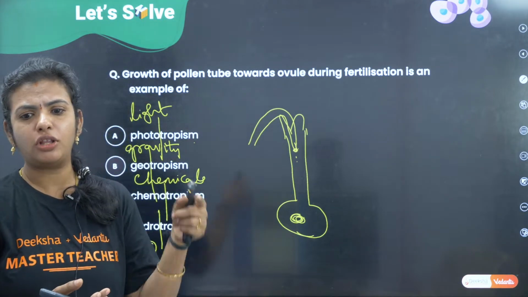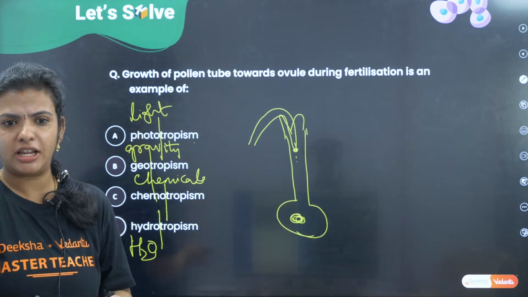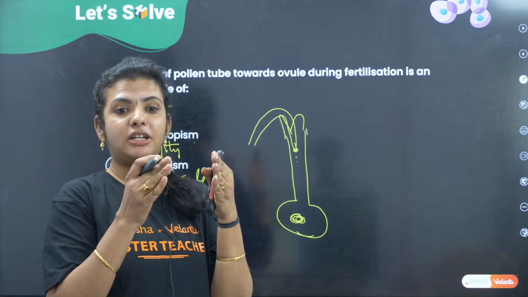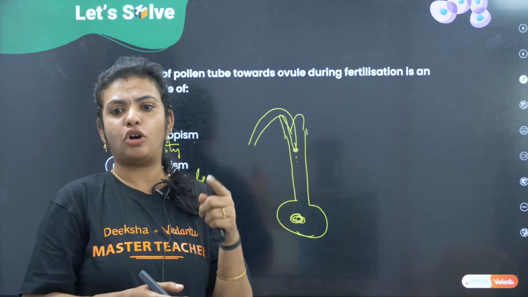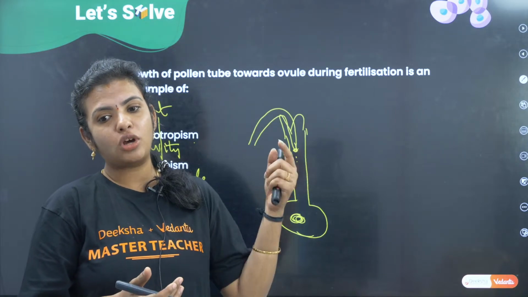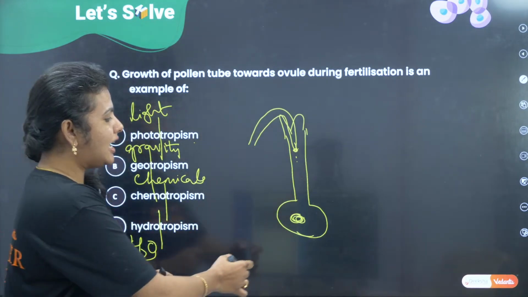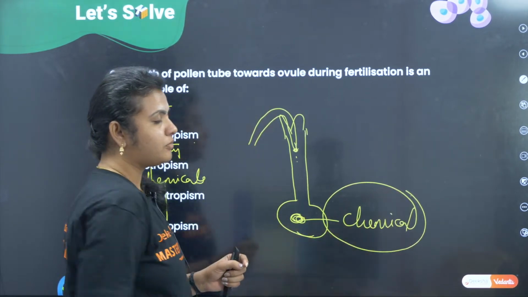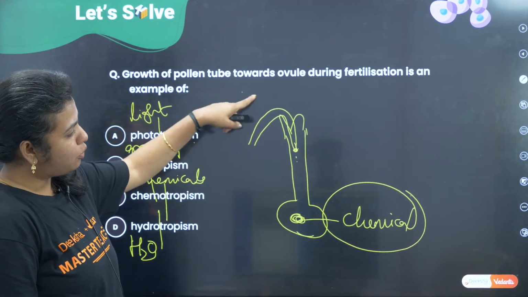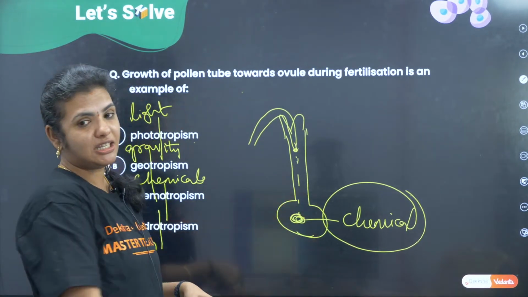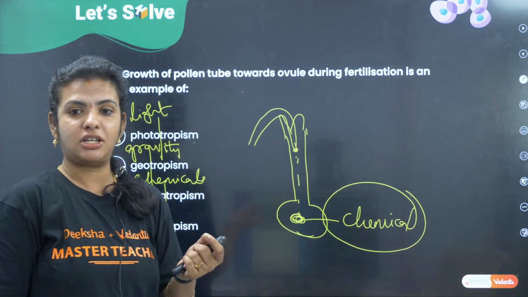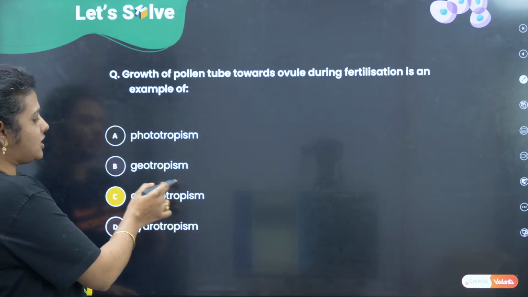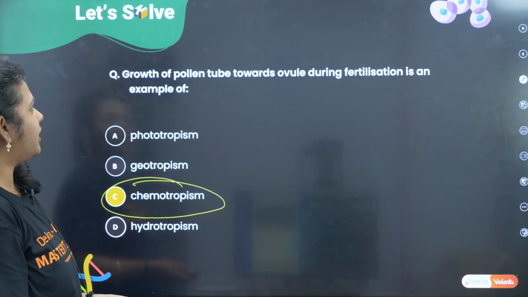Otherwise, how will the pollen tube know that this is the place where it has to go and fertilize, where the egg lies? It does not know, right? If it has to go to a particular region, it needs to know the route. So who is carrying this? It is the chemical released by the female, by the gynoecium. With the help of chemicals, the pollen tube is going to reach the egg, and then fertilization is going to happen. So that is going to be option C, which is chemotropism.